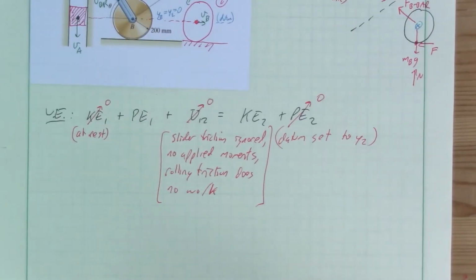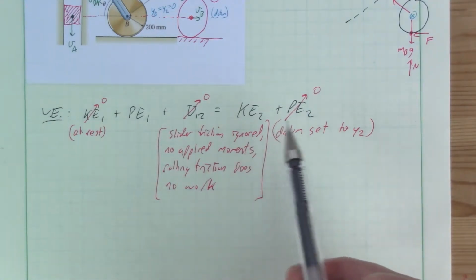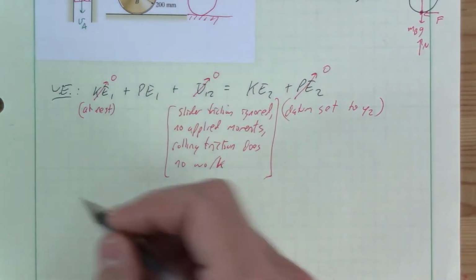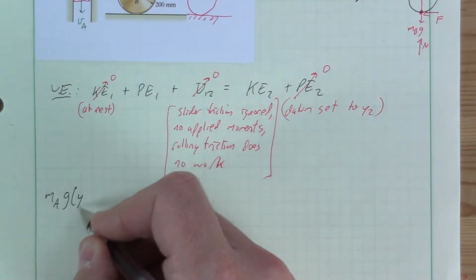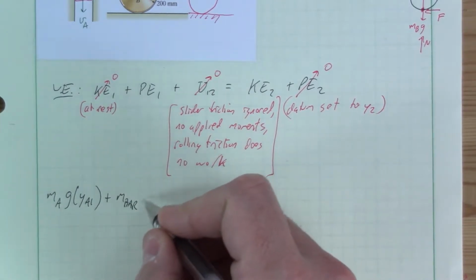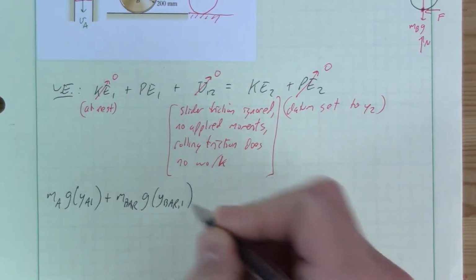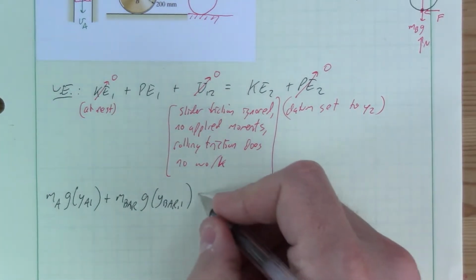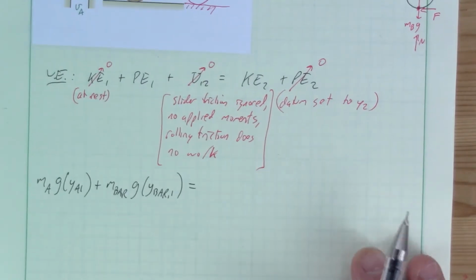So we need to be careful when we write them all out. Anything on the left is going to be potential energy at the start. Anything on the right is going to be kinetic energy at the final state. So we have potential energy due to the slider A at the yA1 position, and we have the bar and its y position at initial, ybar1. Those are the potential energies. The disk is at the datum level, so that doesn't change its potential energy.